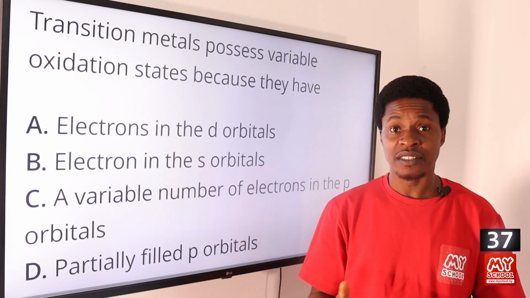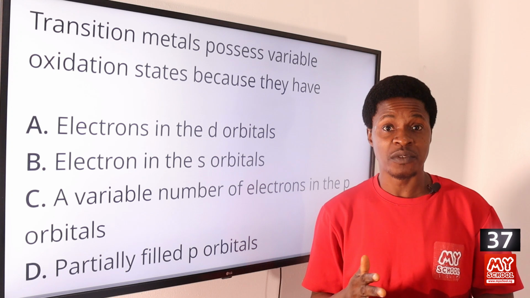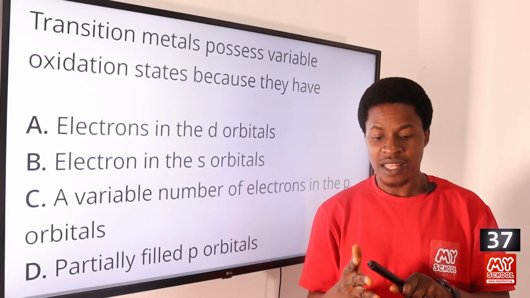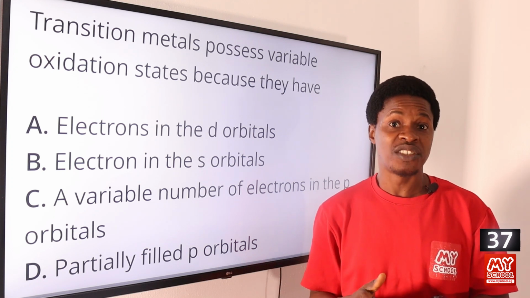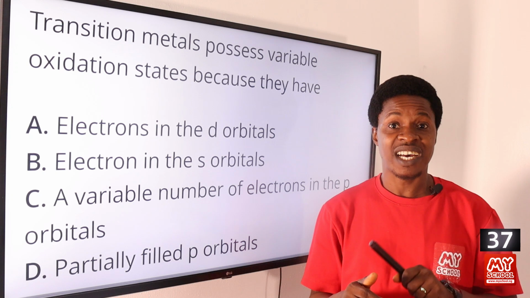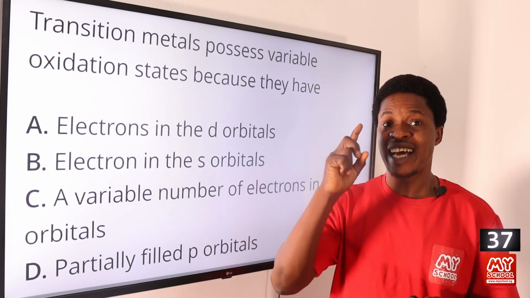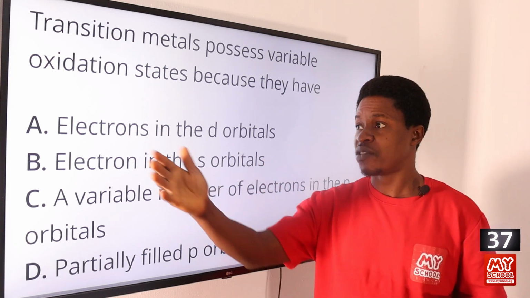Apart from other metals, they have the ability to form color. Yes, we say color formation. They form complex ions. Then they have variable oxidation states. They are magnetic, paramagnetic in nature as well, and they can be used as catalysts. So all those features are characteristics of transition metals, and as a result of what? Having electrons in their d orbitals. Let's look at the options there.